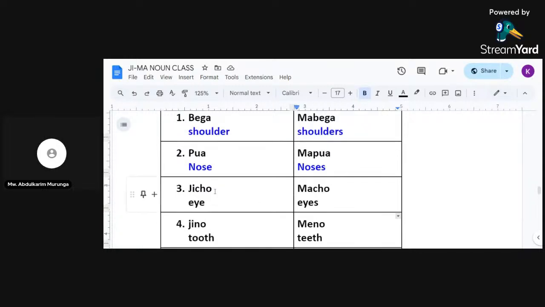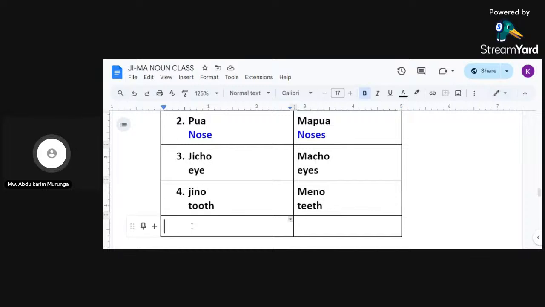Another word is sikio. Five. Sikio means an ear, like the ear for hearing. If there are many, how do you say ears in Swahili? Just write in the chat, tafadhali. Andika, andika.